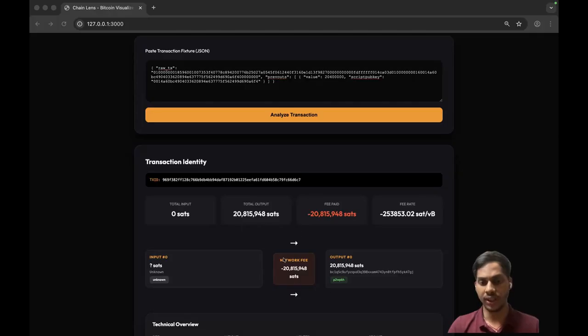Notice in this middle box the network fee, which is the difference between the inputs and the outputs. And it's the cost paid to the network to process this transaction.